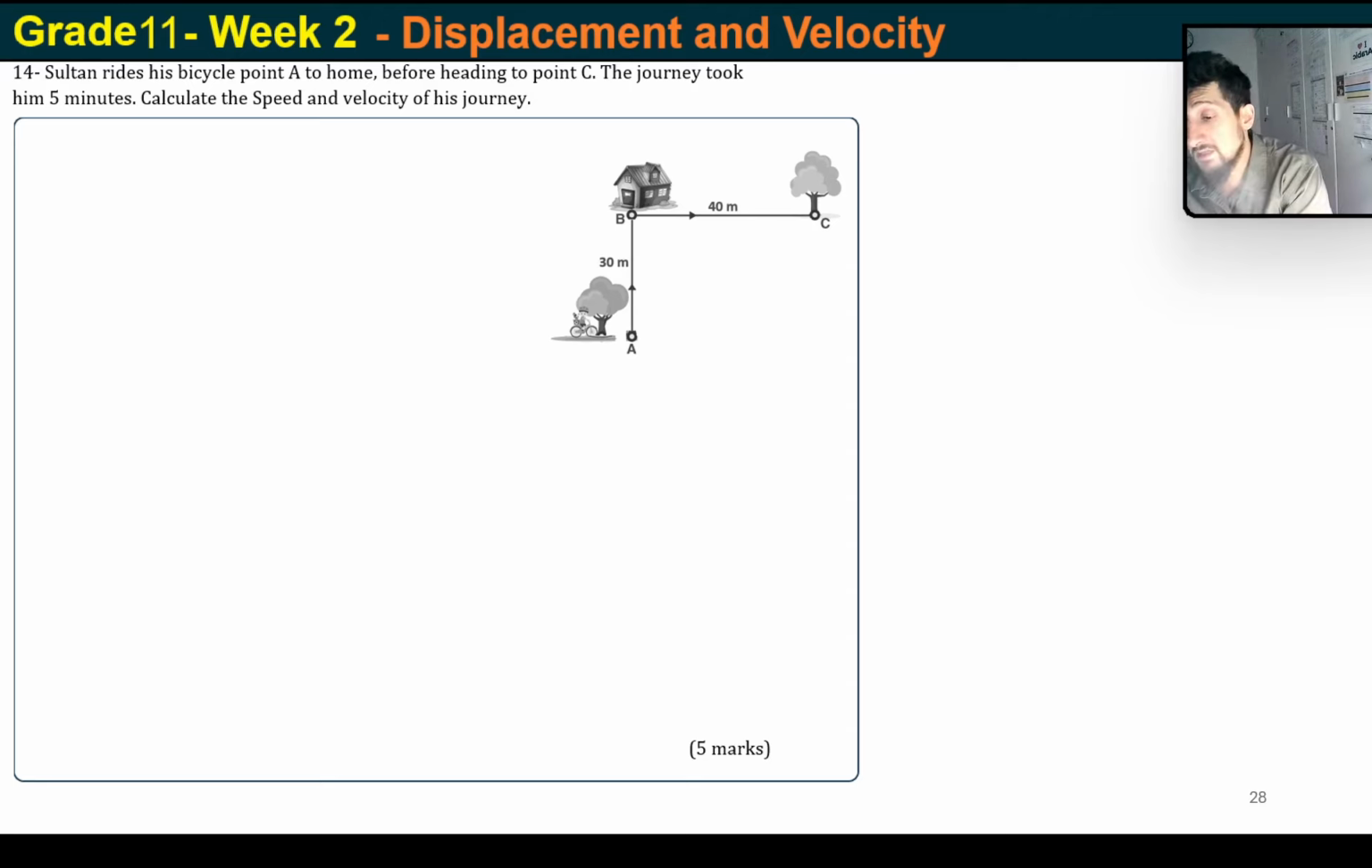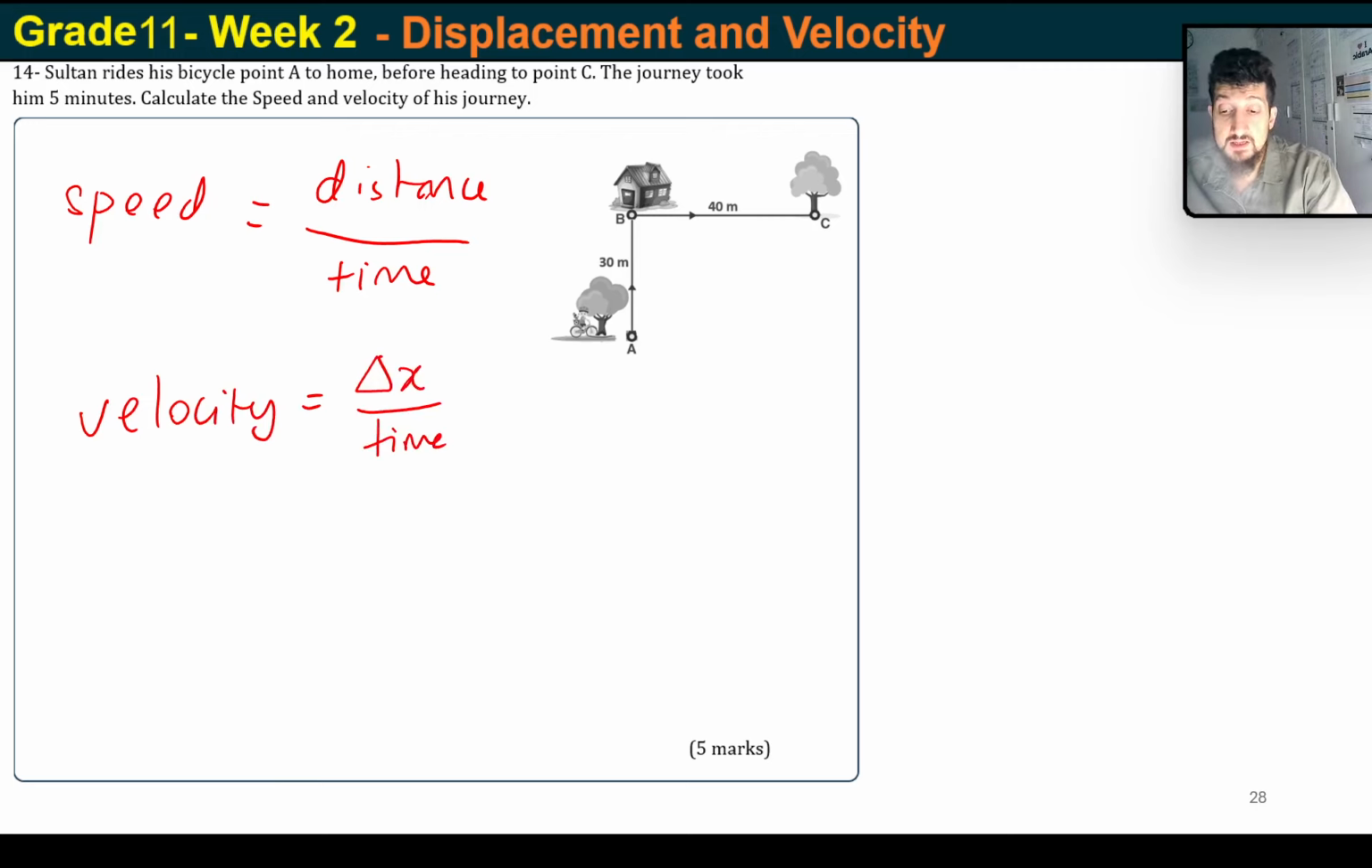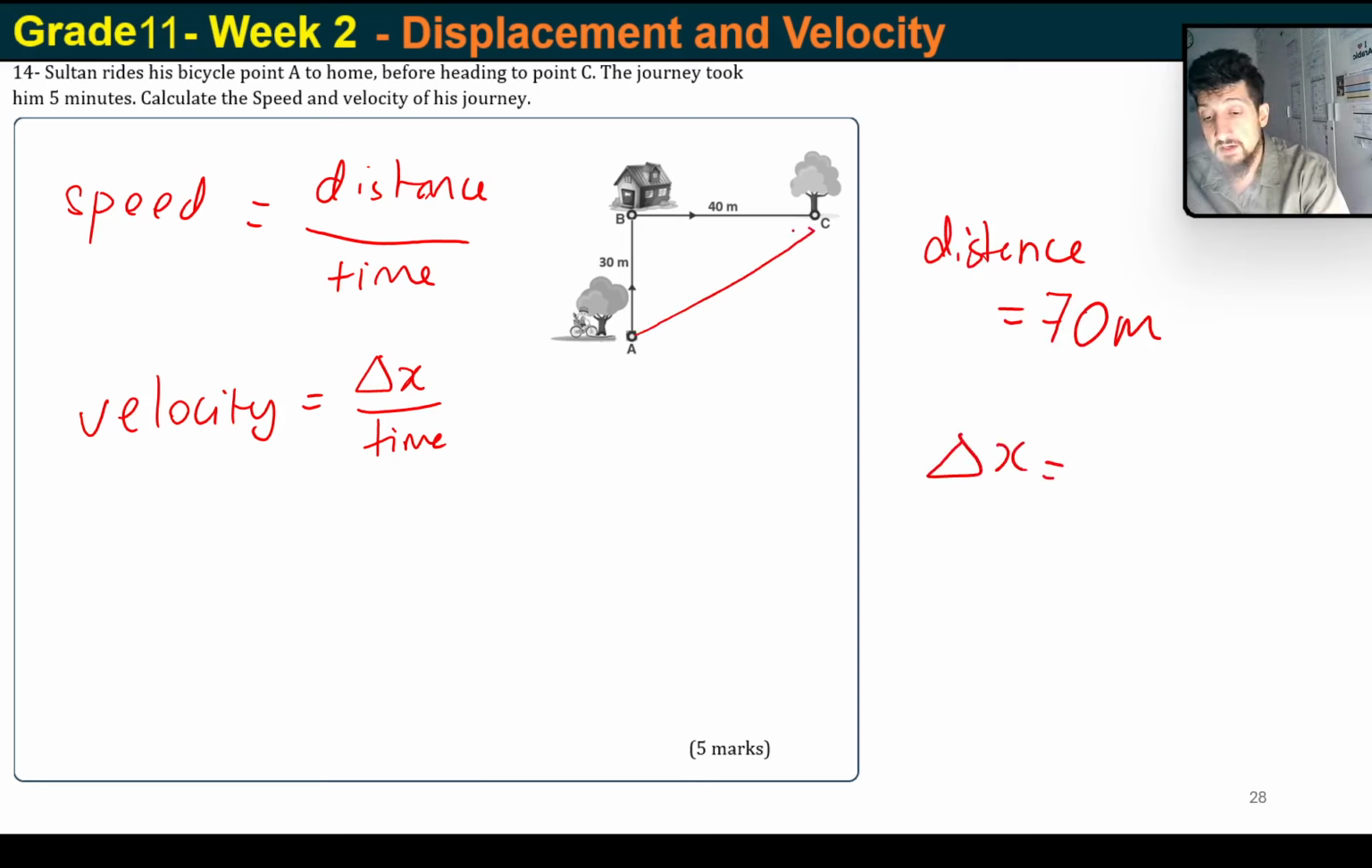Fantastic. So in order to calculate the speed, speed equals distance over time. That's speed for you. And then velocity equals displacement over time. So I need to work out the distance and the displacement. Well, distance is obvious. Distance is equal to 70 meters. And what about displacement? Displacement is equal to this guy here.